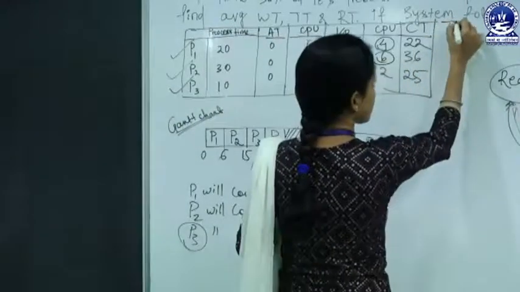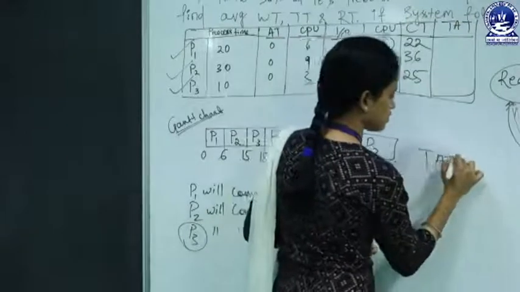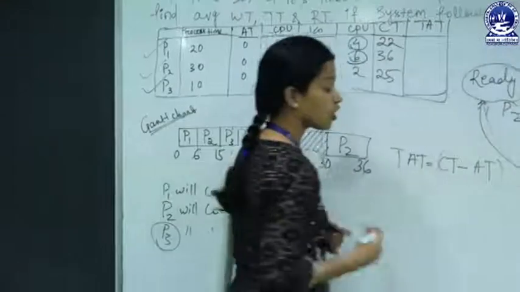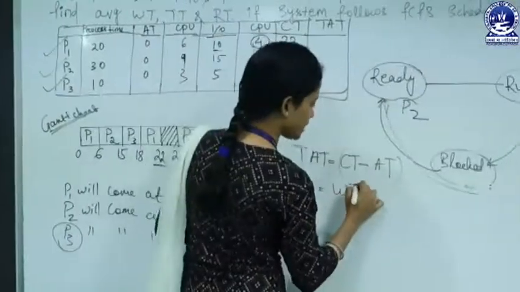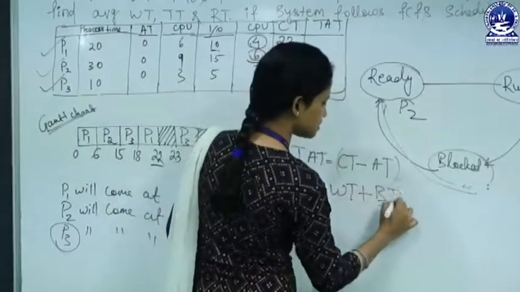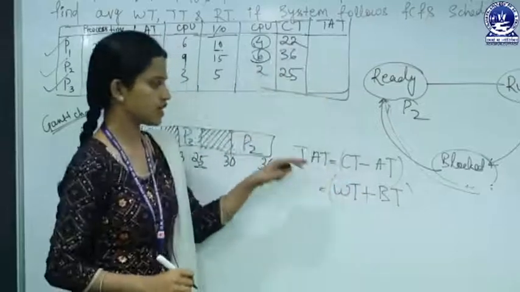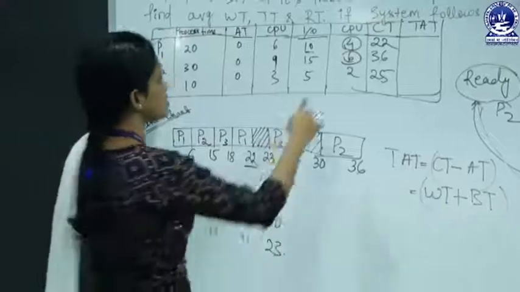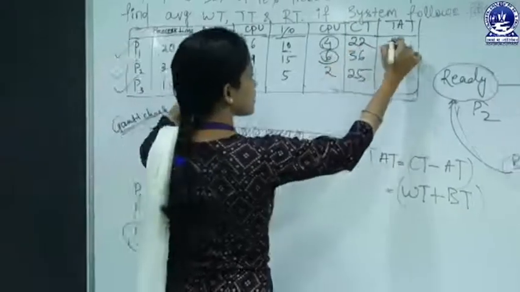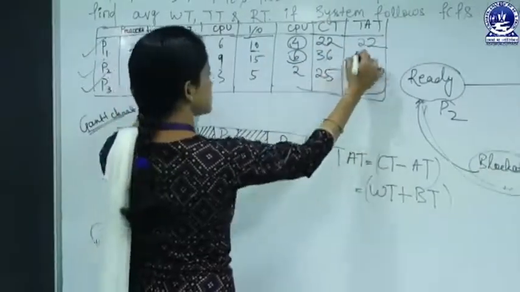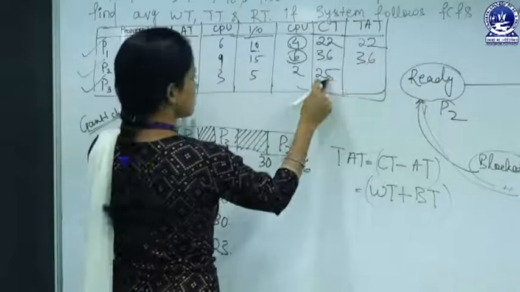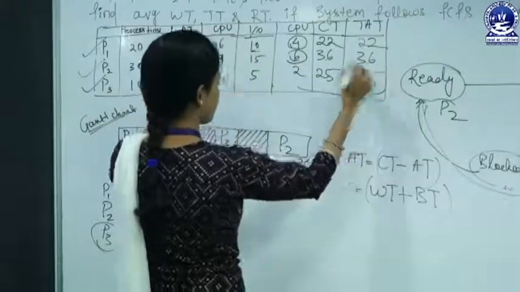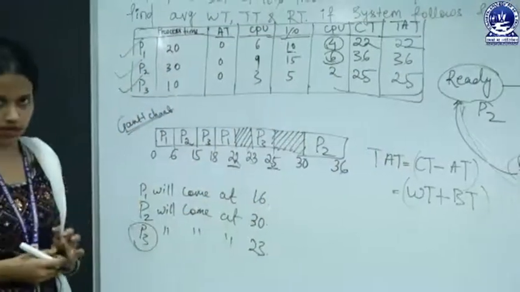Next is turnaround time. Completion time minus arrival time, or you can say waiting time plus burst time. That is turnaround time. So for P1, turnaround time is 22 minus 0, that is 22. For P2, that is 36. For P3, that is 25 minus 0, that is 25. Okay, this is the turnaround time.